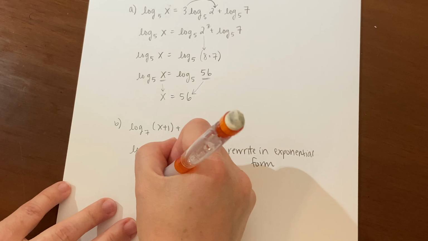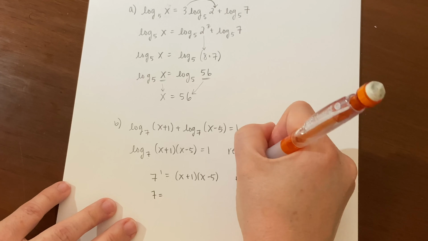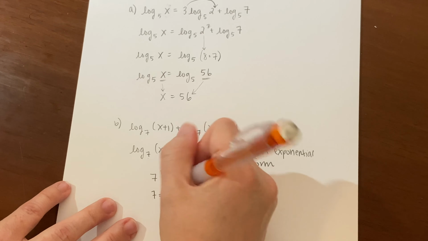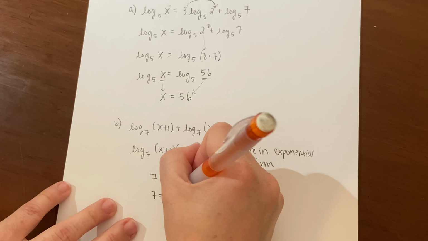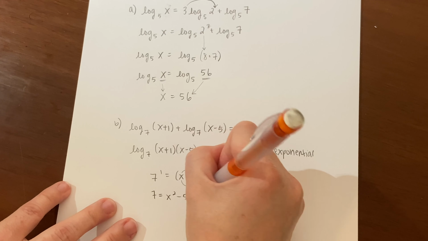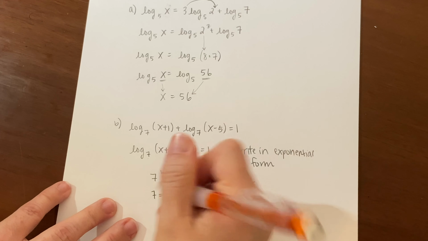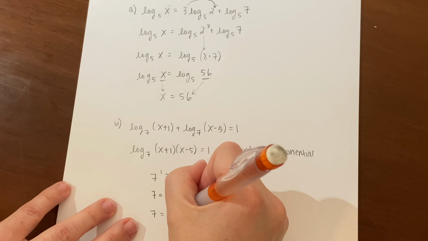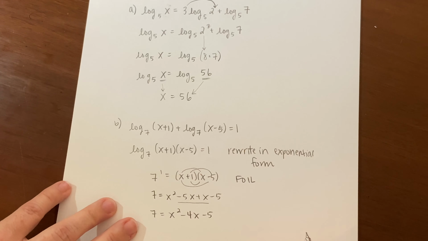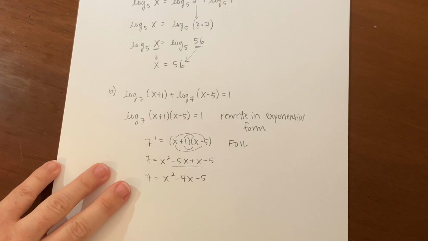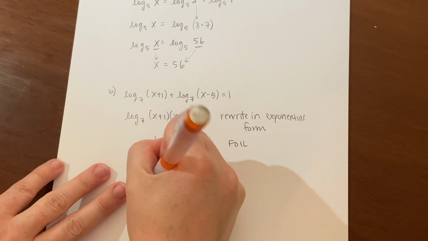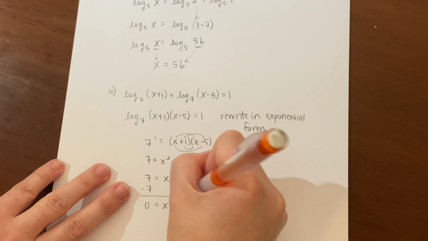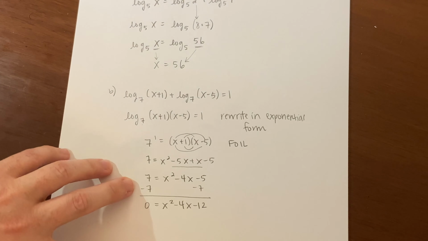Okay, 7 to the first is just 7. And now here we're just in comfortable algebra space. We need to FOIL. So we've got x squared minus 5x plus 1x minus 5. Let's combine our like terms. Negative 5x plus x is negative 4x. Then if we want to solve it, we need to set it equal to 0. So we're going to subtract 7. 0 equals x squared minus 4x minus 12.